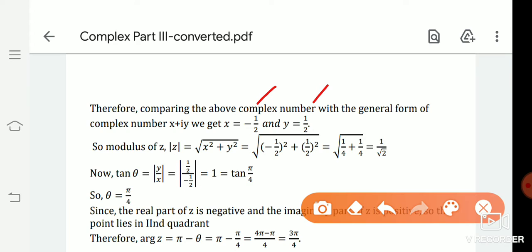The formula of modulus of z is mod z equal to root over x square plus y square. So simply I am putting the value of x and y in this place, and I get the result as 1 by root 2. Okay, that is my modulus of z, the modulus of that complex number. And now we have to find the argument.